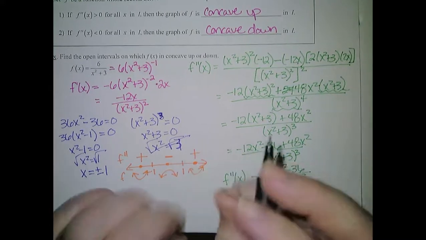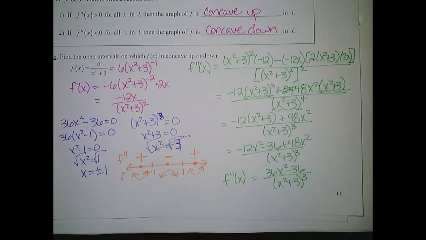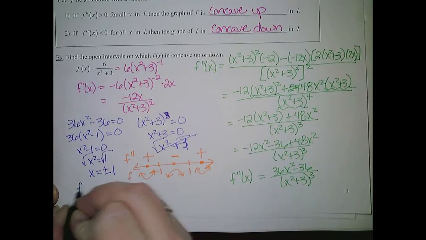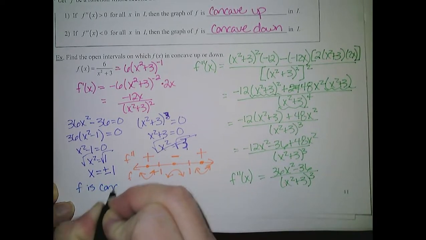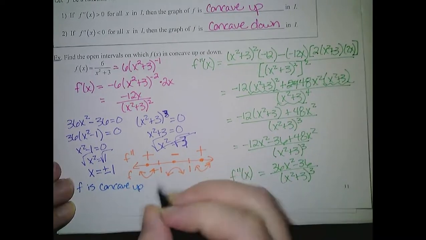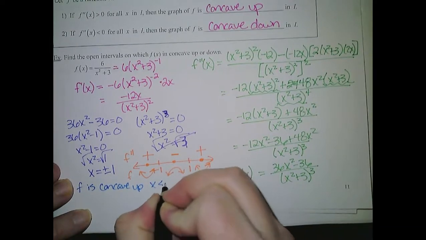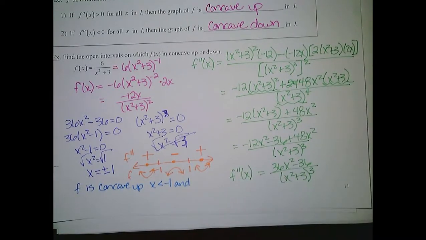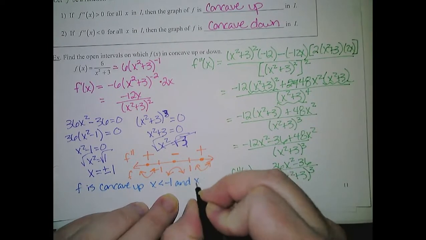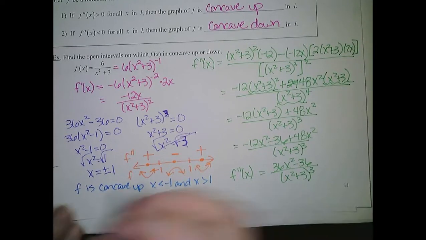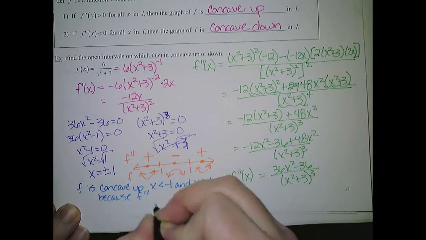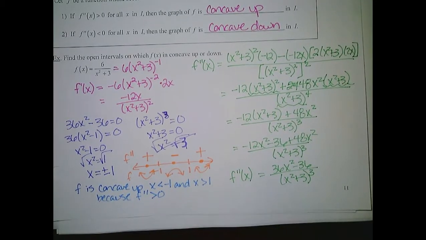So all we have to do is write that interval out and give some justification as to why we know where we are concave up. So we can say that F is concave up where x is less than -1, and also where x is greater than 1. And we know that because the second derivative is greater than 0 during those regions.